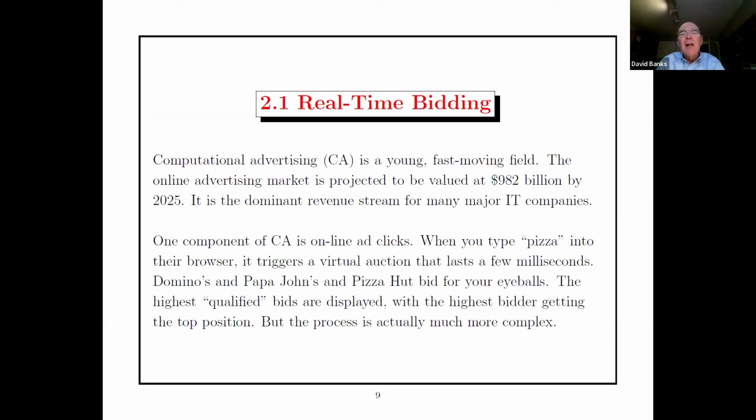One component of computational advertising is online ad clicks. When you type pizza into your browser, it immediately triggers a virtual auction that has to take place within 10 milliseconds or less. Domino's, Papa John's, and Pizza Hut will all bid to show you ads, and the highest qualified bids are displayed, with the highest bidder getting the top position. The process is actually a lot more complicated.